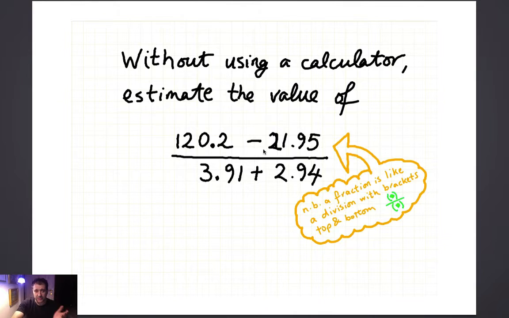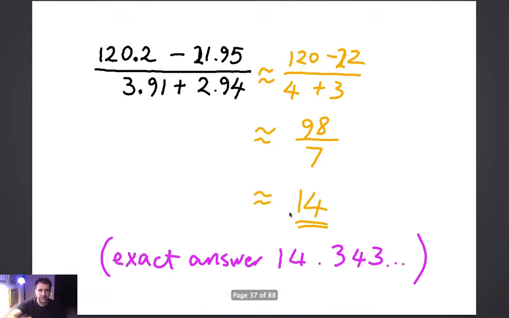Because if you just punch these numbers into a calculator in that order, 120 minus 21.95 divided by 3.91 plus 2.94, what will happen is that the calculator will try to do the 21.95 and divide it by the 3.91 before anything else, because division and multiplication take precedence over subtraction and addition. Anyway, that's a whole other thing about BODMAS and order of operations.